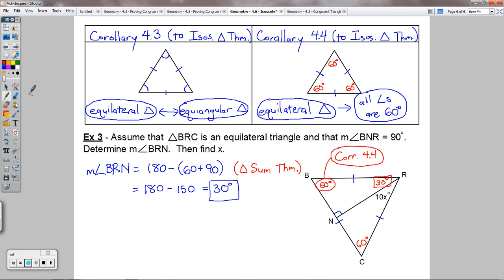And now let's find x. If I know that this is 30 and the whole thing would be 60, because this whole triangle is equilateral, then this and this put together would have to be 60 degrees. Another way to say that: the measure of angle CRN right here is 10x, labeled in the picture like that. And since 60 minus 30 is 30, that has to equal 30 degrees. From there, it's a simple algebra problem. Just divide by 10, and you've got your answer: x equals 3.